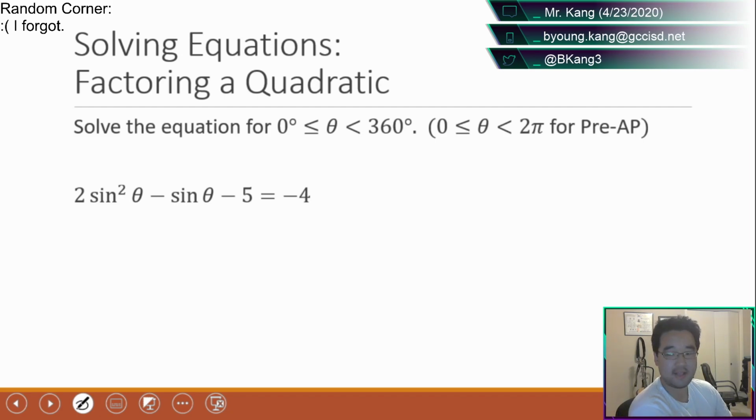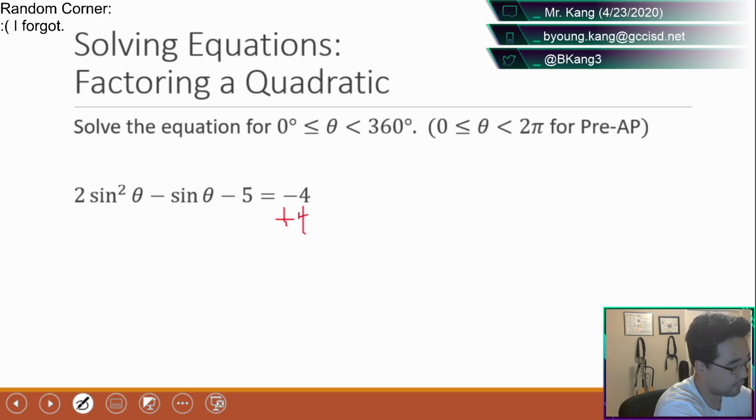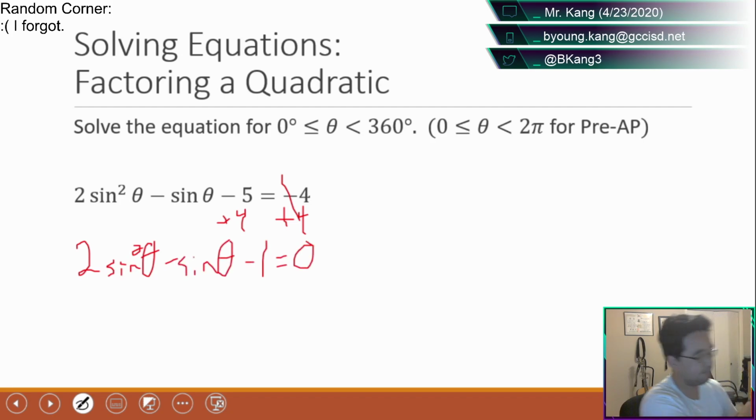All right, step 1, as with any quadratic in algebra, you can't do any factoring and solving until you have one side equal to 0. So step 1, add the 4 over to the left. Now the right-hand side of the equation is going to be 0. So you've got 2 sine squared minus sine minus 1. That's a quadratic, right? 2x squared minus x minus 1, same thing. You can do slide and divide, or you can guess and check this one.